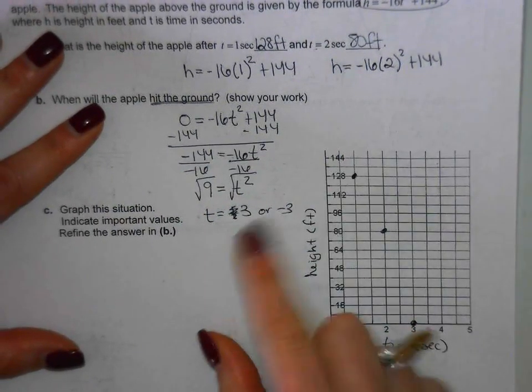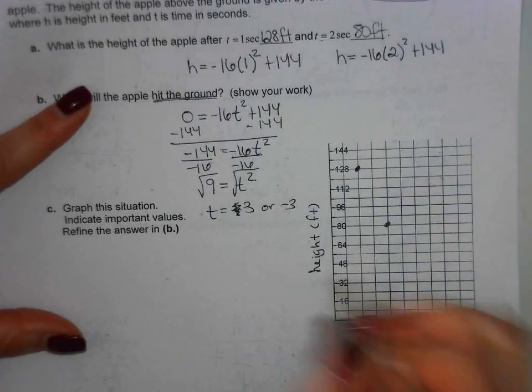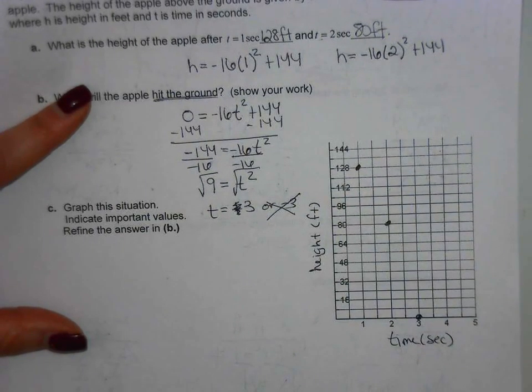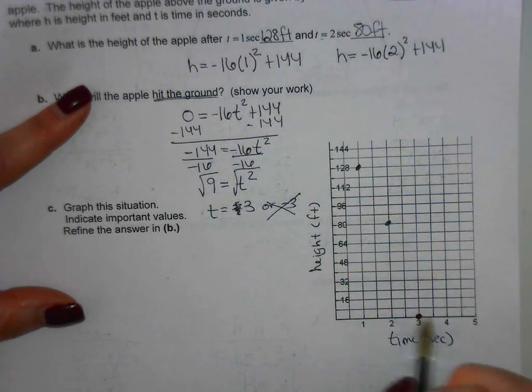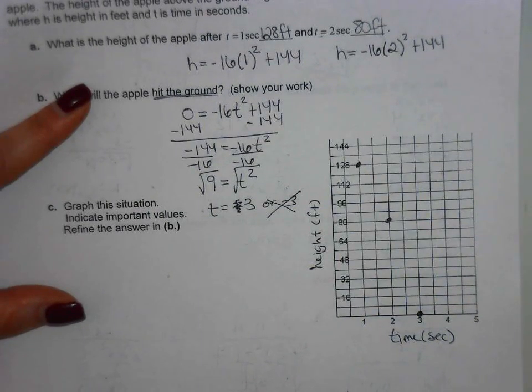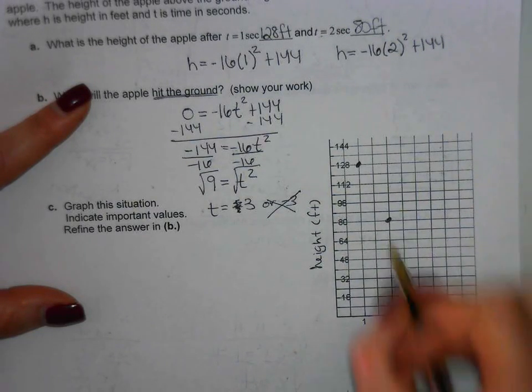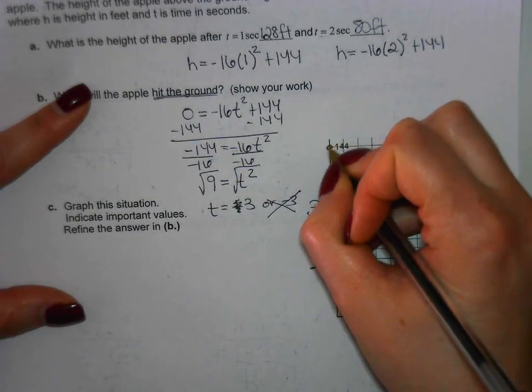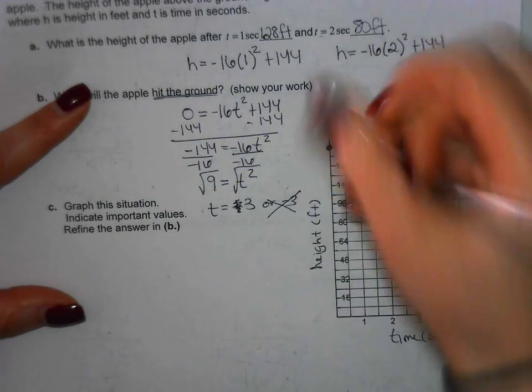If you notice, we had two solutions. One was positive and one was negative. But we can't have negative 3 as a solution because that means we'd have negative time, and we can't have negative time. So we can only say that it took 3 seconds for it to land. Also, we can get the vertex. We know the apple originally started at 144 feet.